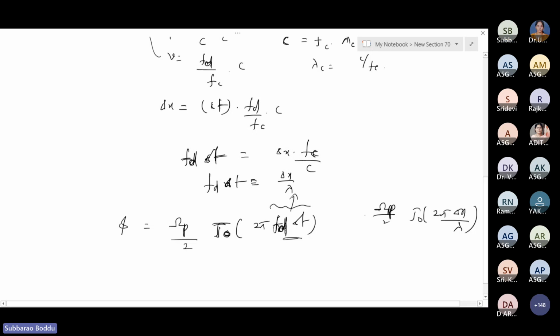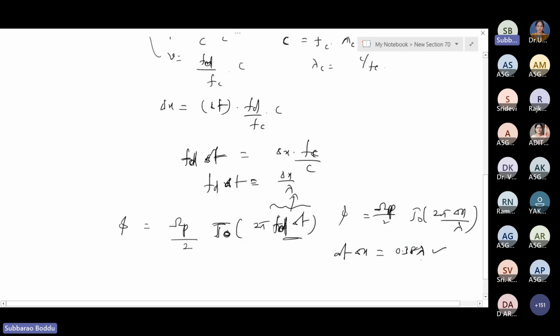is a function of delta x, with 2 pi by lambda into delta x. From this, what you can see is, suppose delta x is around 0.38 into lambda. Here lambda is basically the spacing between the antennas in MIMO communication. So this delta x is equal to 0.38 into lambda.